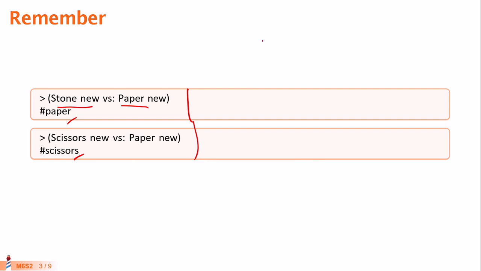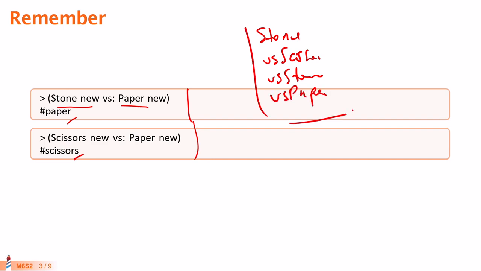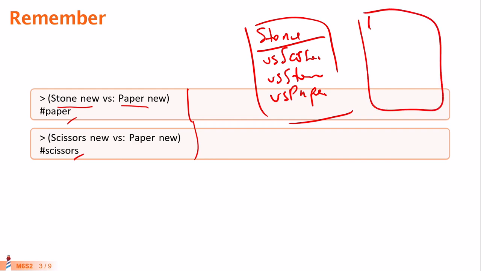So here actually in stone we had to implement the versus scissors, versus stone, and versus paper. And we had to do actually the same in paper, for example. So we had to implement each of the versus methods in each of the classes. So that is not actually always the case.